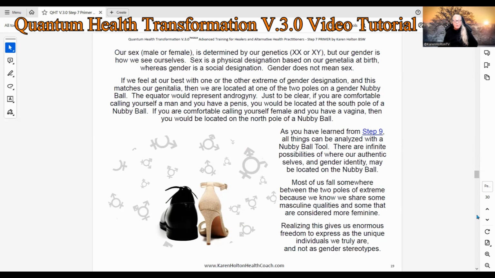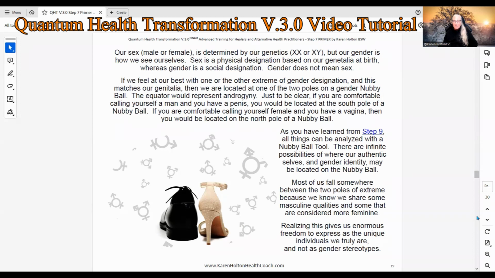The equator would represent androgyny. Just to be clear, if you are comfortable calling yourself a man and you have a penis, you would be located at the south pole of a nubby ball. If you're comfortable calling yourself female and you have a vagina, then you would be located on the north pole of a nubby ball. As you have learned from step 9, all things can be analyzed with the nubby ball tool.